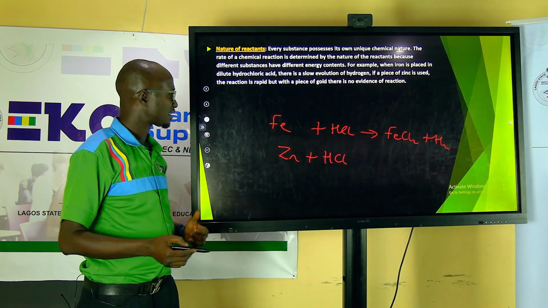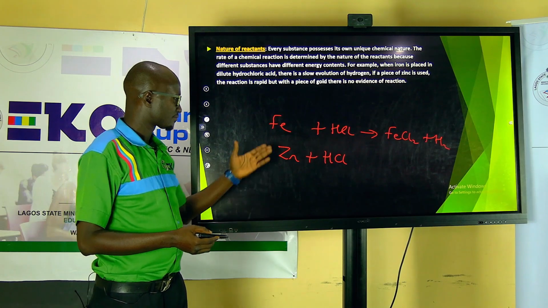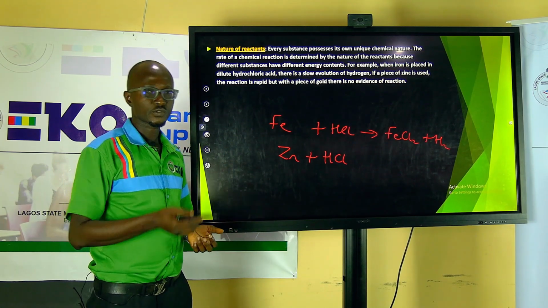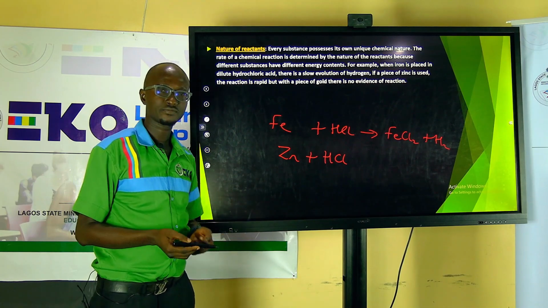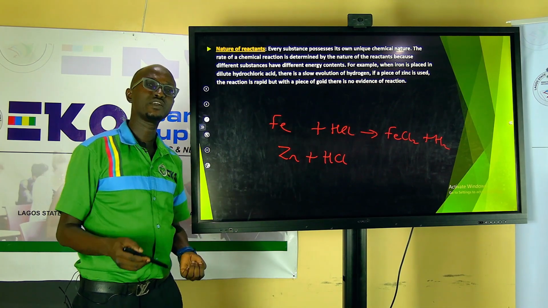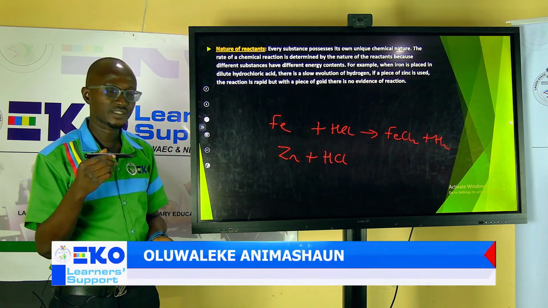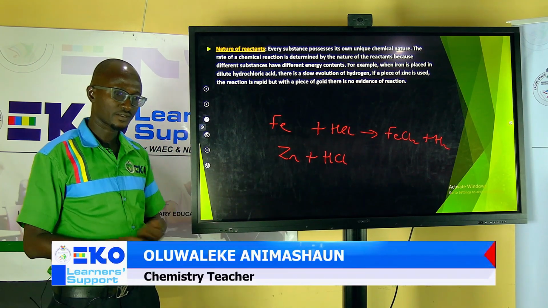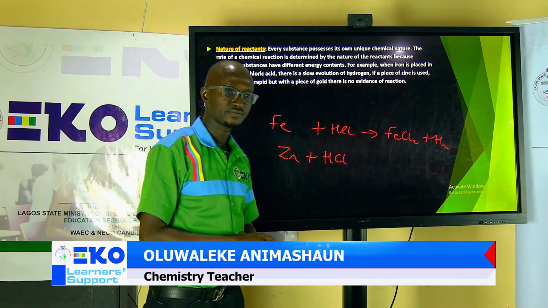So if you look at that, it shows that iron is different from zinc. Zinc is different from iron. Sodium is different from iron. So their nature matters in determining the rates of chemical reaction.